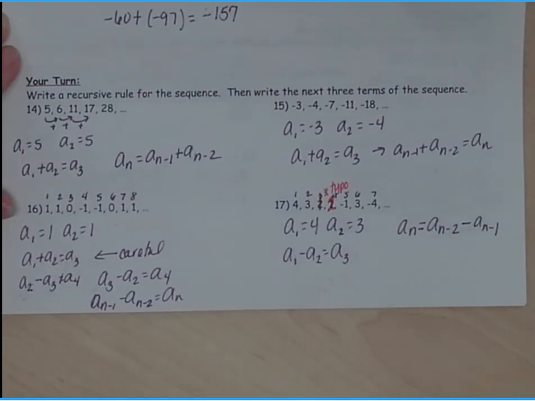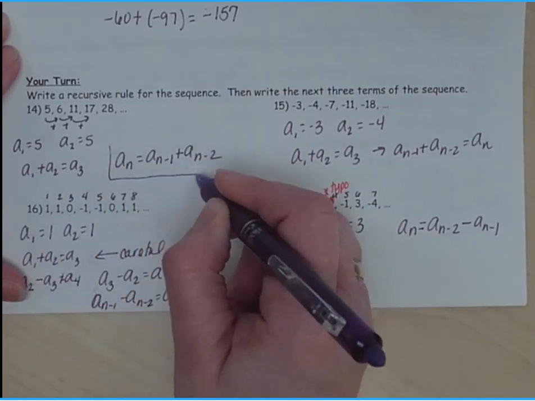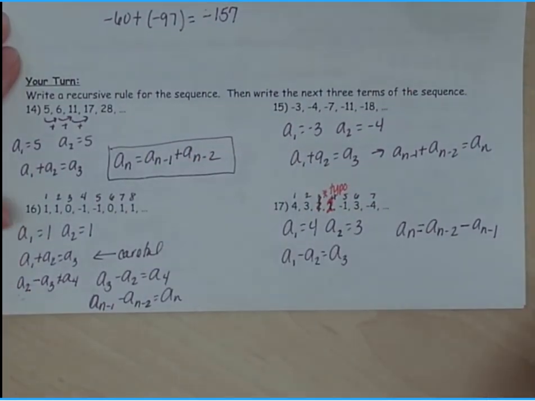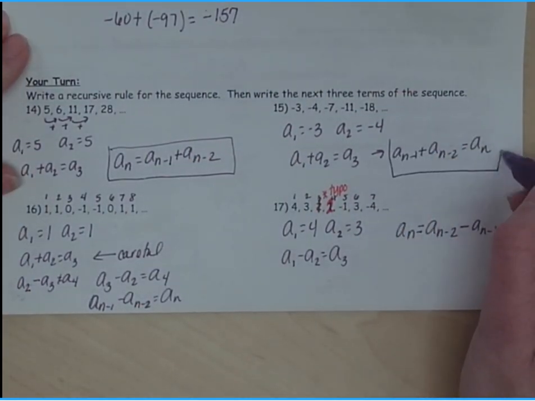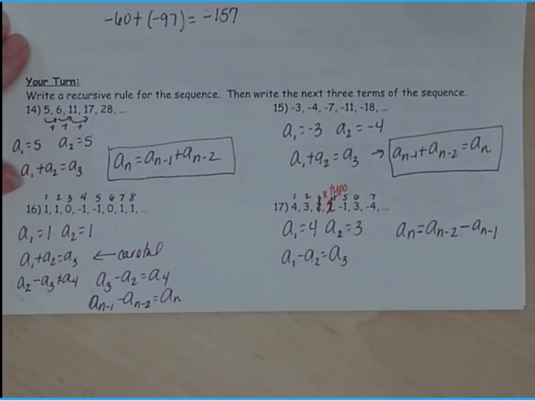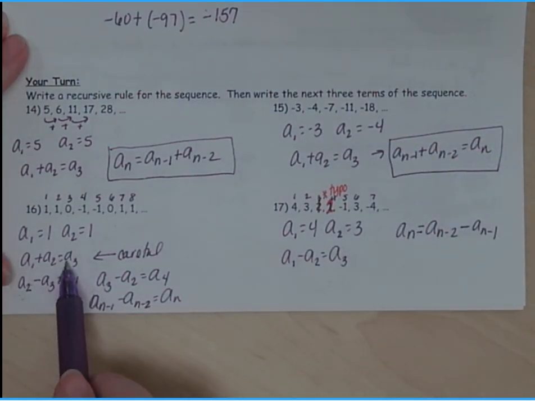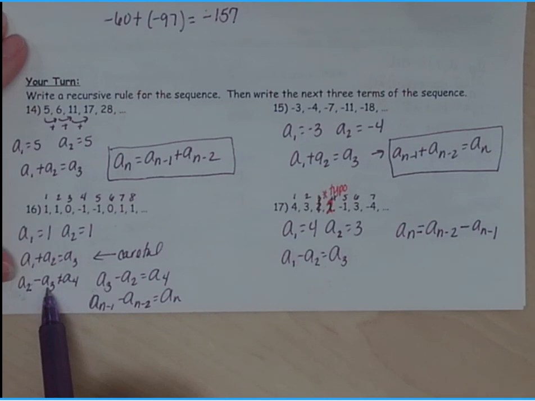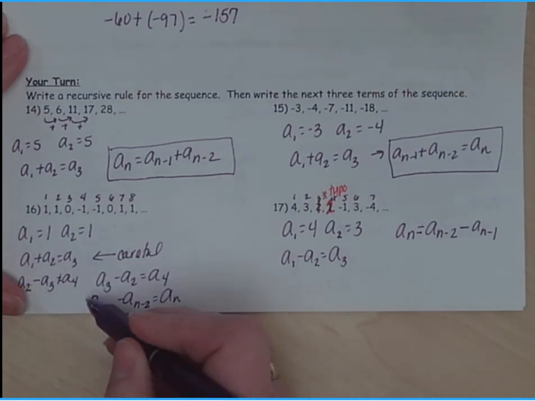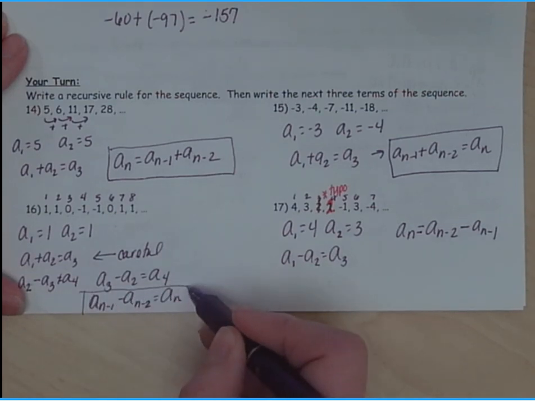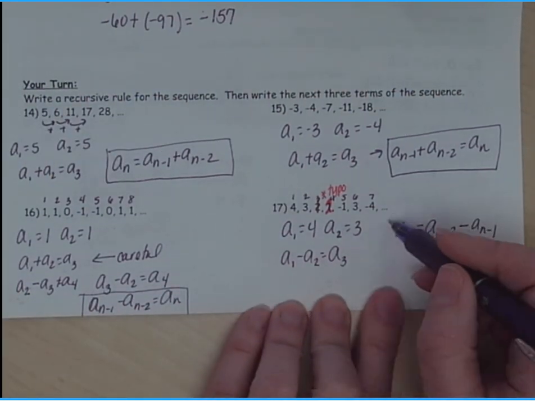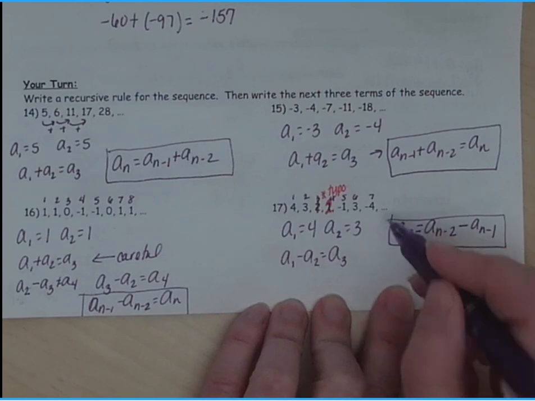All right, let's take a look. How'd you do? So number 14, you're adding the previous two terms. 15, same thing. Now here, this pattern does not continue. So we're actually subtracting here. So you've got to make sure that the pattern continues throughout.